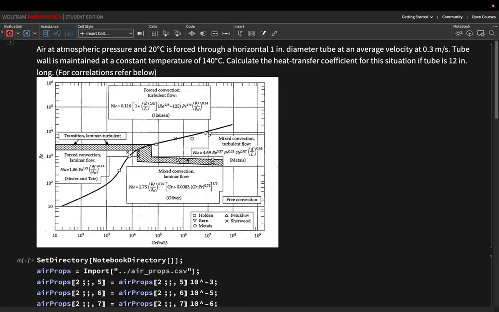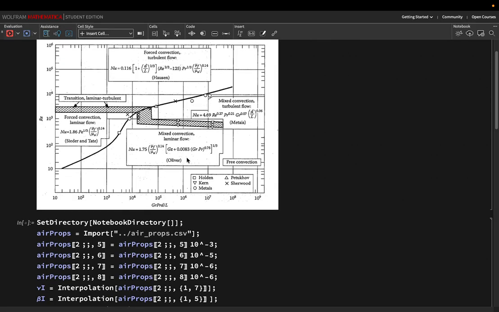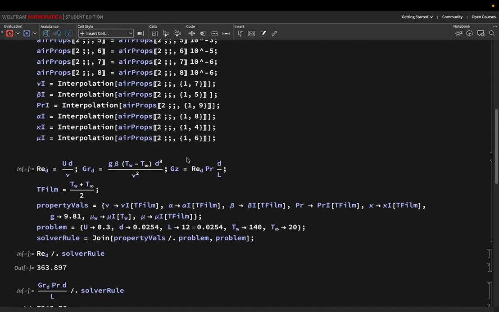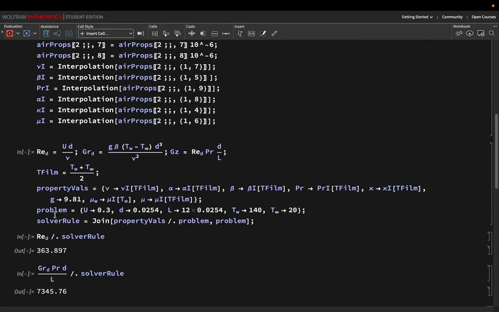And this is the chart that I am showing for horizontal duct. The non-dimensional numbers are the Reynolds number, UD by nu, Grashof number, g beta delta T D cube by nu square, and then we have the Graetz number. This is to understand whether we are in the fully developed regime or developing regime, which is given by this non-dimensional number. First we compute the film temperature, and at the film temperature we will evaluate all the properties, the problem values, whatever u, d, etc.